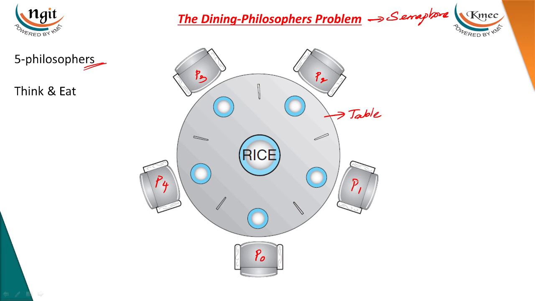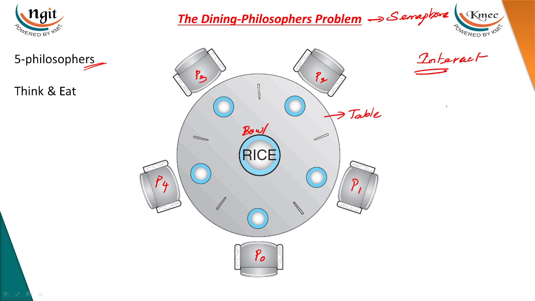The problem with these philosophers is that they don't interact with each other. And in the middle of this table, there is a rice bowl.